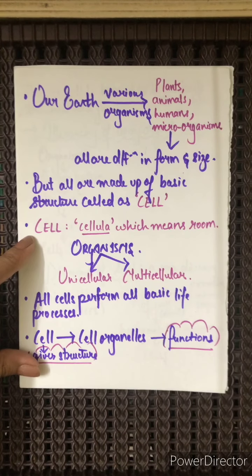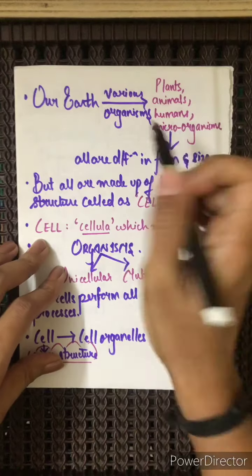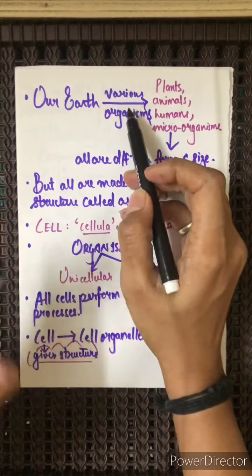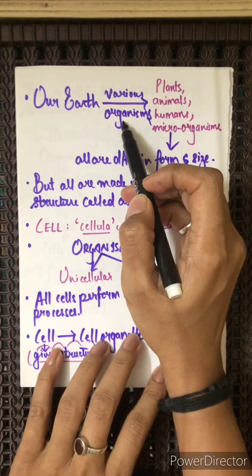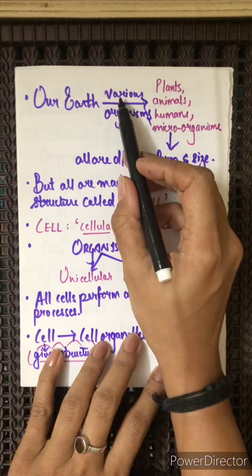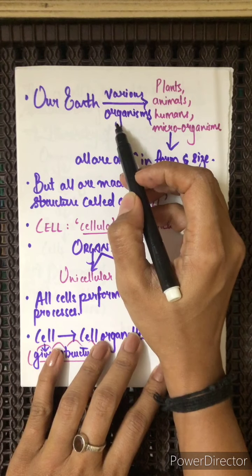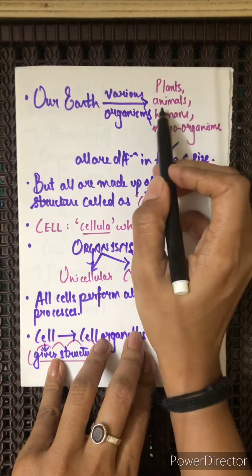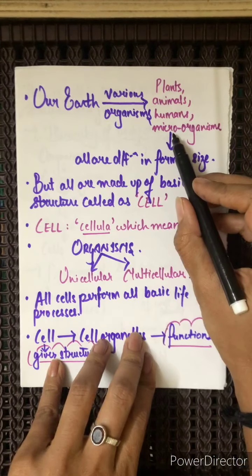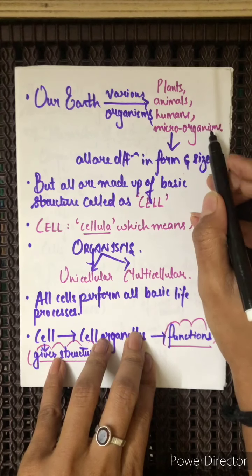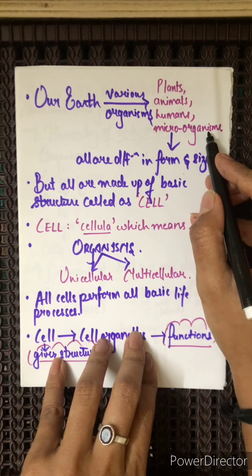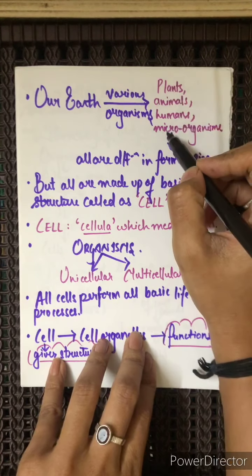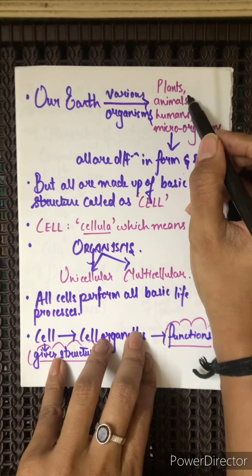Now all of us know that our earth is made up of various kinds of organisms, that is there are billions and billions of organisms present on the surface of the earth. So it includes various kinds of plants, various kinds of animals, human beings, and even the microorganisms, the organisms which cannot be seen with the naked eye. So there are various forms of organisms present on the surface of earth.